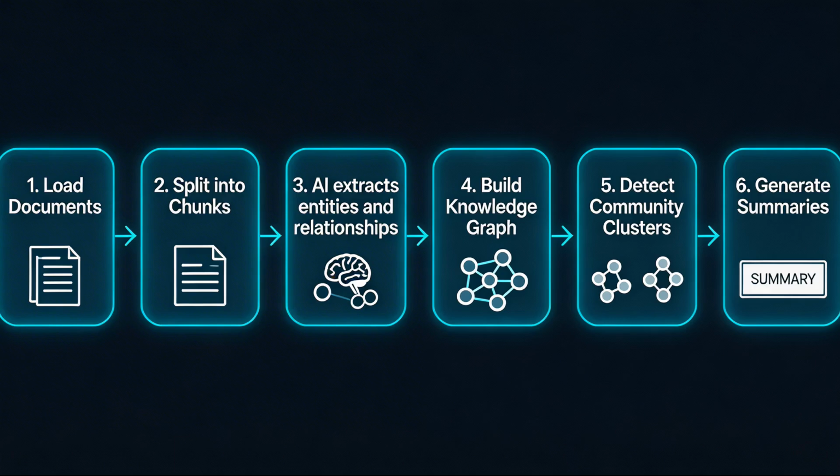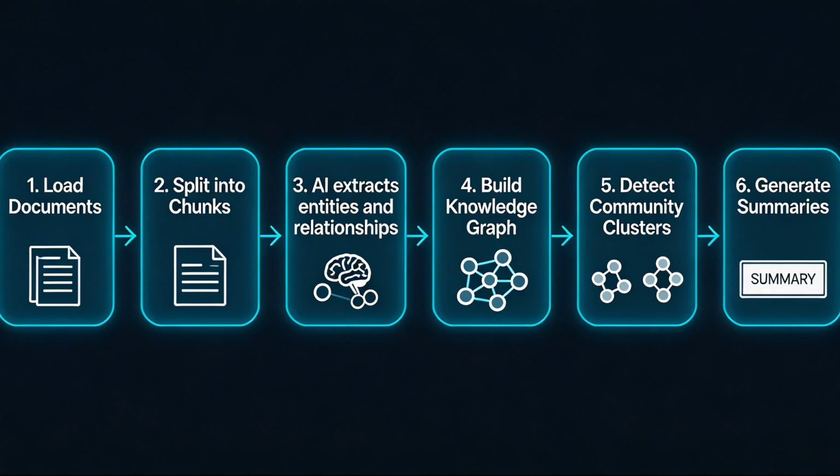GraphRAG adds a knowledge graph layer on top of retrieval. During indexing, an LLM reads each chunk and extracts entities, people, companies, concepts, and the relationships between them. These become nodes and edges in a knowledge graph. Claude, developed by Anthropic, that's a directed edge.